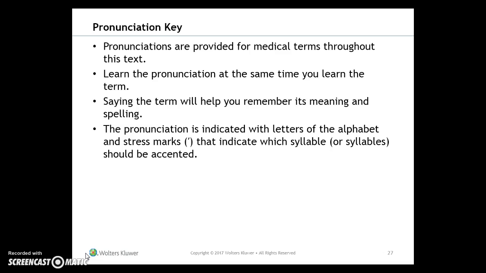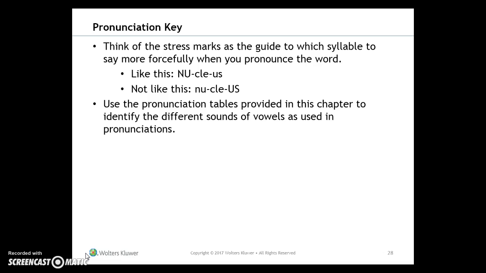I find that people that get A's in this course are the people that listen to the live lectures and follow along in the book and do the practice questions and use the online pronunciation resources. They really do the best, and in the long term get the most out of this course. Saying the term helps you remember its meaning and spelling, and learn how to use the stress marks, which indicate which syllable or syllables should be accented.